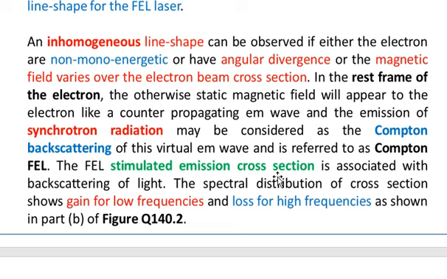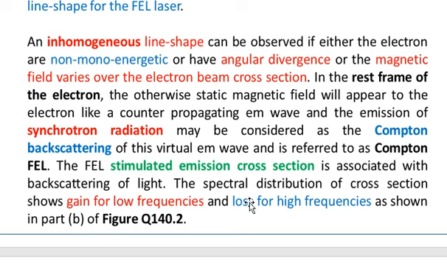The FEL stimulated emission cross section. The FEL stimulated emission cross section is associated with the backscattering of light. The spectral distribution of the cross section shows gain for low frequencies and loss for high frequencies, as shown in part B of figure number 2.